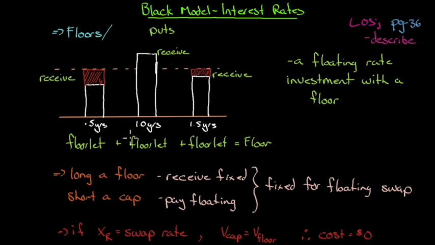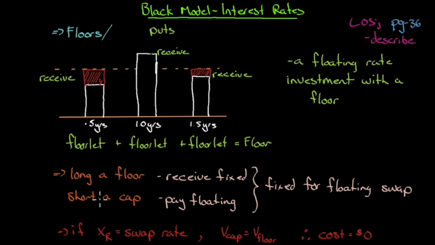Each of these legs is called a floorlet. The sum of all the legs is called a floor. So if we have a floor and we have a cap, the cap costs us money to enter. The floor costs us money to enter. If we're long a floor, we receive a fixed rate. If we're short a cap, we pay a floating rate, right? So if we combine the two, receive fixed, pay floating. Long a floor, short a cap.